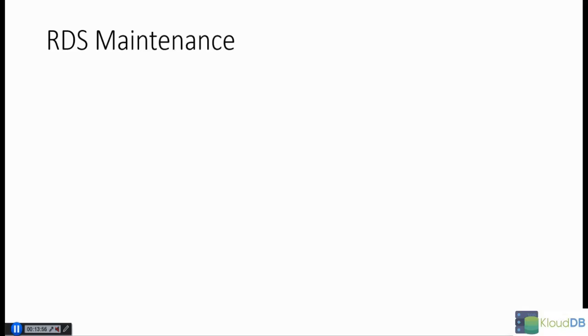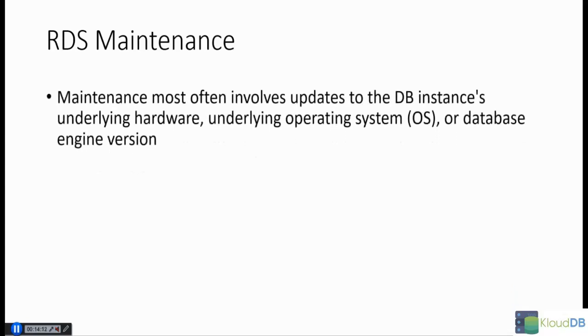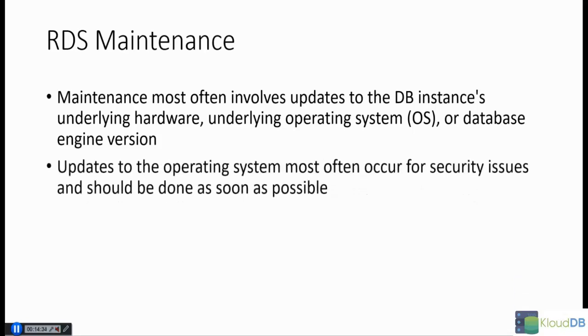Now that we have looked at various scenarios of modifying instances, let us move to RDS maintenance. Maintenance is a very important part of RDS. What type of maintenance? Maintenance mostly involves updates to an instance, underlying hardware, underlying operating system, or database engine version. There can be different kinds of maintenance activities that AWS applies on a regular basis, and it has to do with underlying hardware or OS or database version.